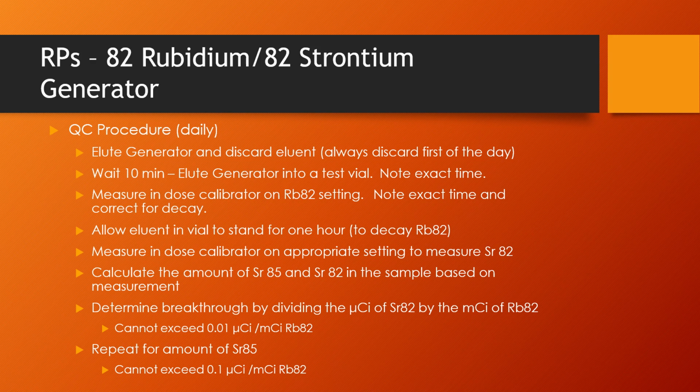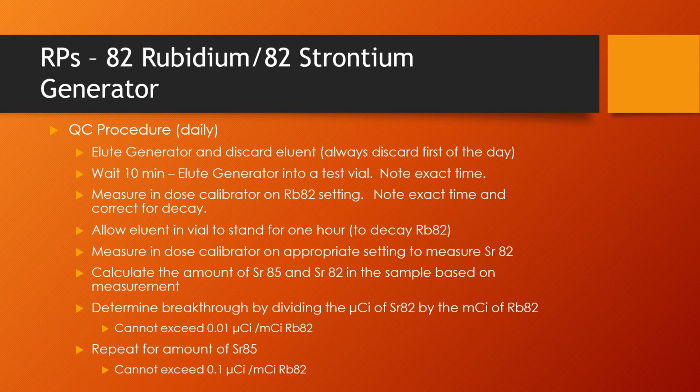Allow the eluent in the vial to stand for 1 hour, measure in a dose calibrator on the appropriate setting to measure the strontium, and calculate the amount of strontium-82 in the same sample based on the measurement. And so that is the standard, older way to do the QC on the generator.